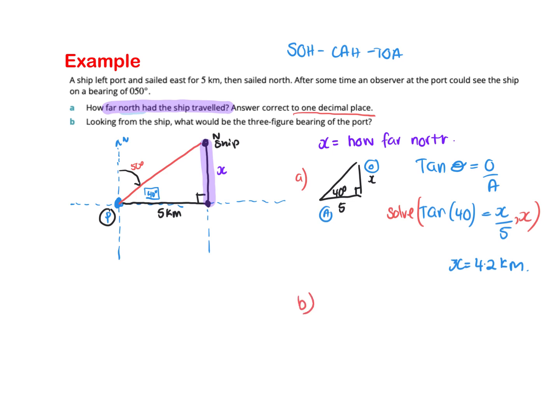B, looking from the ship, so we're up here at the ship. What would the three-figure bearing be to the port? So you're going from the ship's north, which would be up there. This one, I'm going to draw in green. You go all the way around to there. So what's that going to be? What did Alex say before? He said if this was 50, doesn't it make that 50?